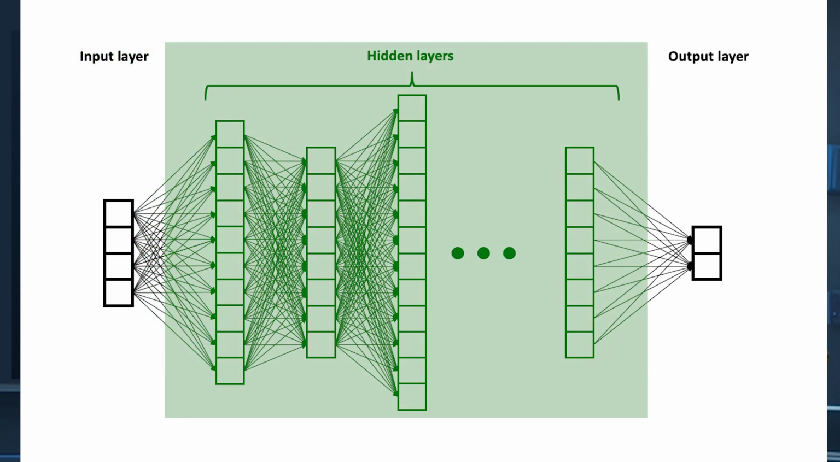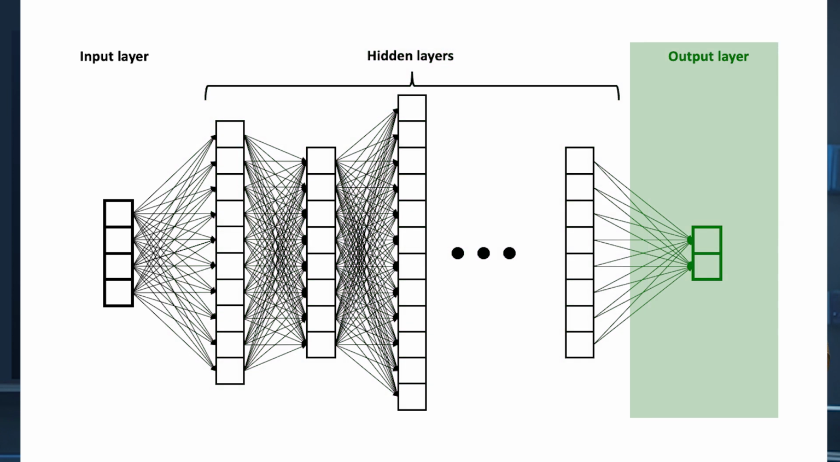Second, the hidden layers. These are the intermediate layers between the input and output layers. A neural network can have one or more hidden layers, and each layer can contain multiple neurons. The hidden layers are where the actual learning occurs, as they transform the input data into more abstract representations.